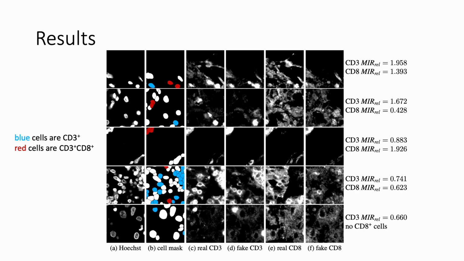Here are some qualitative results from 5 randomly selected patches in our dataset. You can see that the generated outputs, which are labeled as fake in the figure, are visually quite similar to the real ones. We devise a metric which we call the relative masked intensity ratio that allows us to assess virtual staining quality, which are the numbers shown to the right of the pictures.